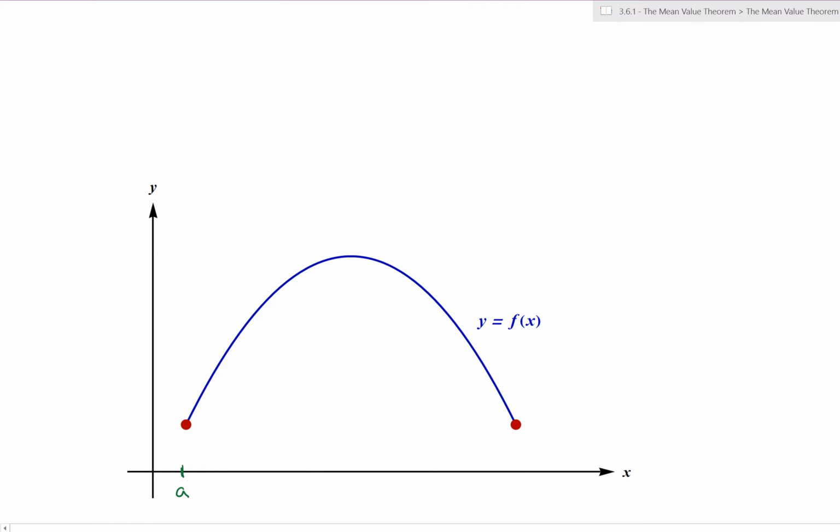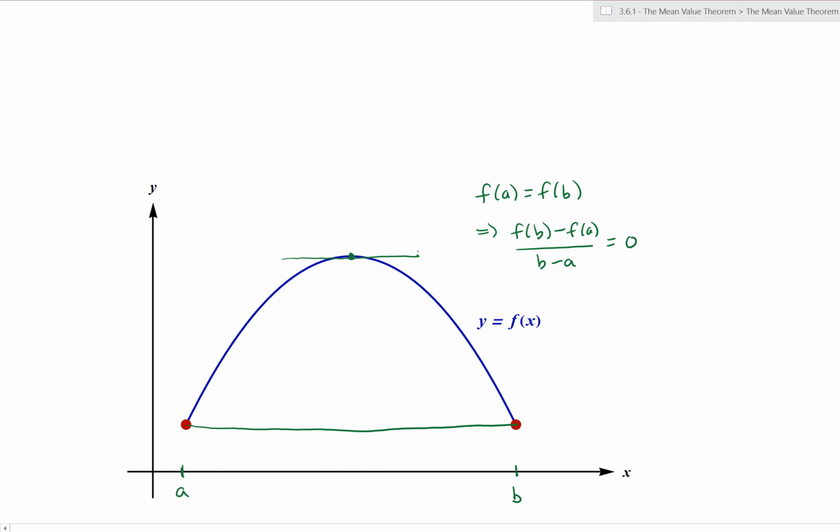Maybe this left-hand endpoint is a, the right-hand endpoint is b, and we can see that in this picture, f of a is equal to f of b. That tells us that the average rate of change, f of b minus f of a over b minus a, is going to be equal to 0, right? Just draw that secant line connecting these 2 points. The slope of that secant line is equal to 0, and in fact, the location for which the slope of the tangent line is equal to that is located right up there at the vertex of this particular quadratic-looking function.